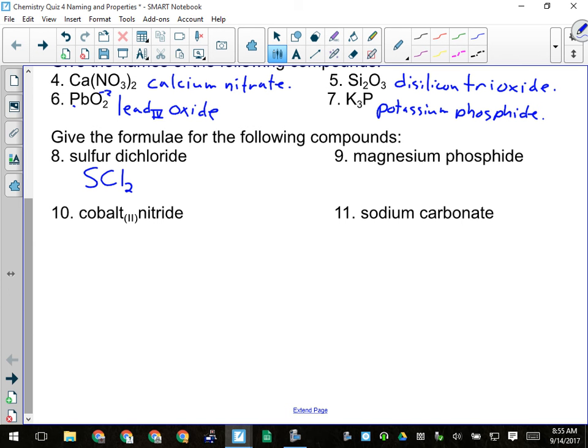Okay, number 9, we got magnesium and phosphorus. Magnesium's a metal, so we're going to have to drop and swap this because it's an ionic compound. Magnesium is a 2+, phosphorus is a -3. So when we drop and swap, we're going to get Mg3P2.